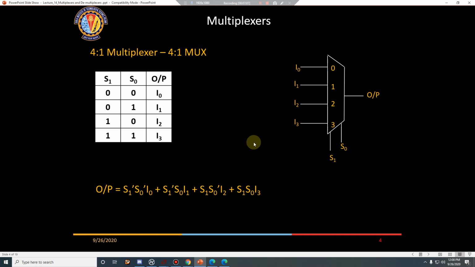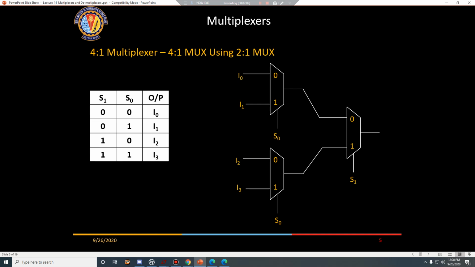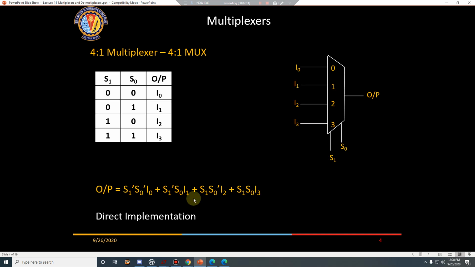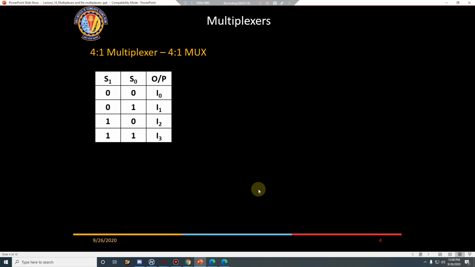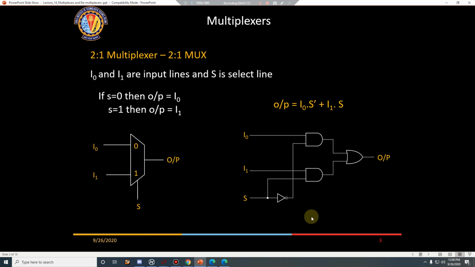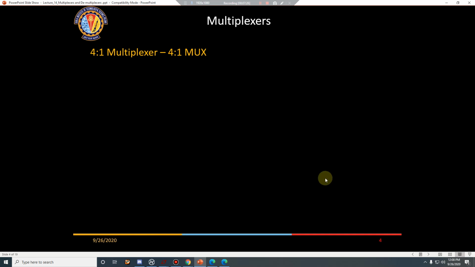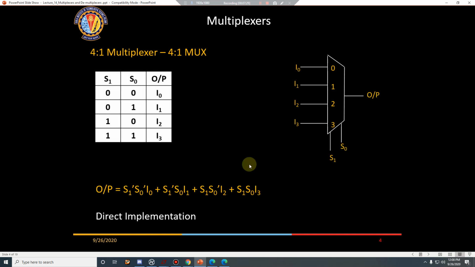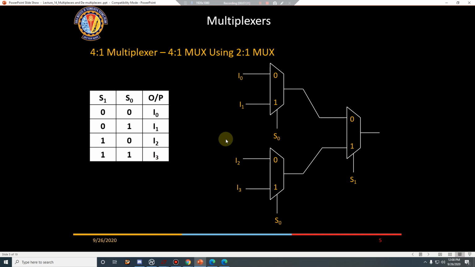Now we can do a direct implementation also. Direct implementation means if I go back, I can make 4 AND gates and generate these minterms for each of them from S0 and S1 and control. So that is one method of doing it. That is known as the direct implementation.